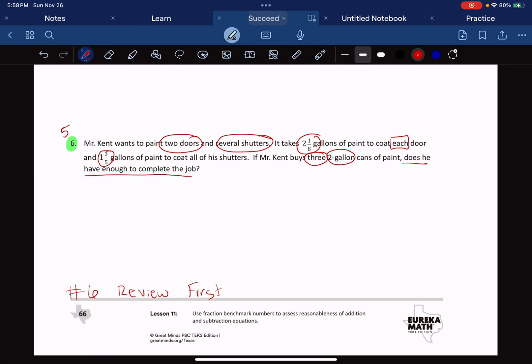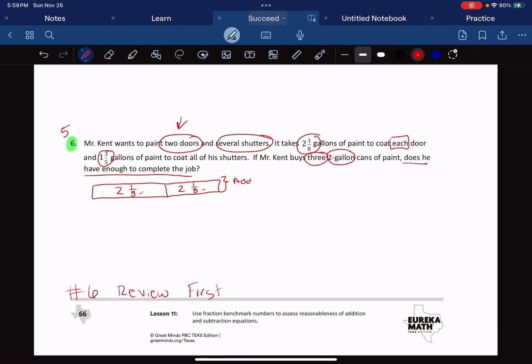So we can come over here and we can set up some strip diagrams. And I can say I know for the door it's going to take 2 1/8. And it tells me he has 2 doors though. So I'm going to need that twice. So 2 1/8. So to find my total, I would add those 2 together. My denominators are the same, so that should be pretty easy there. So you would set that up to add that.